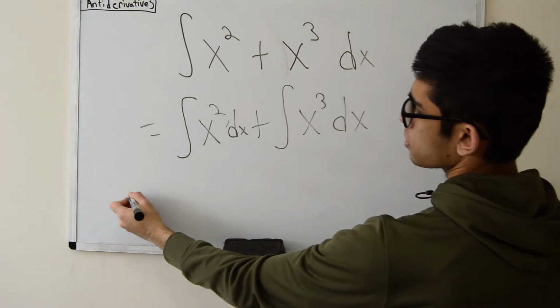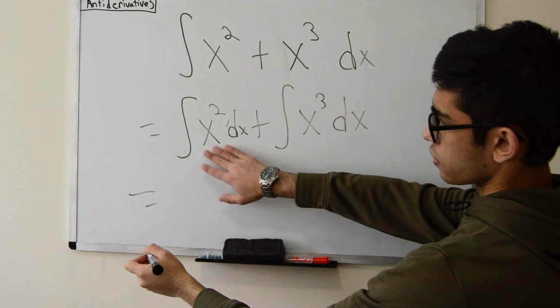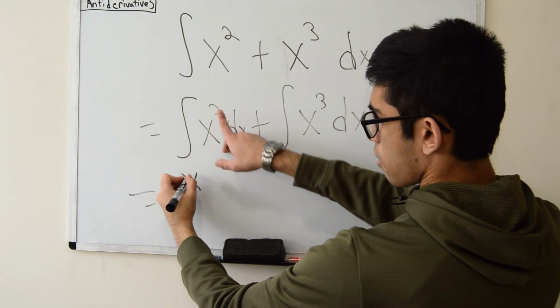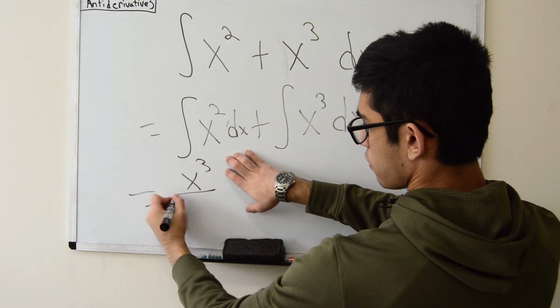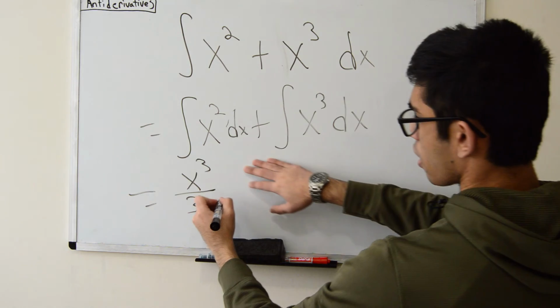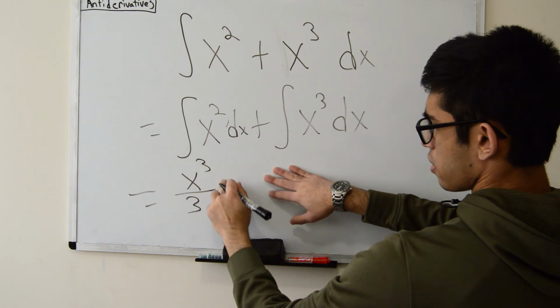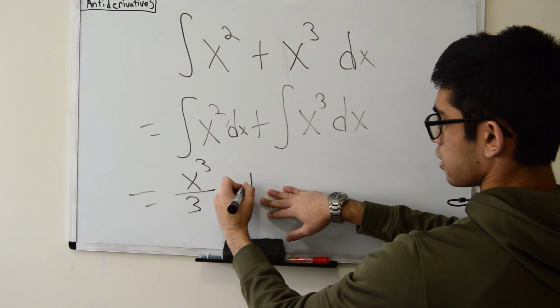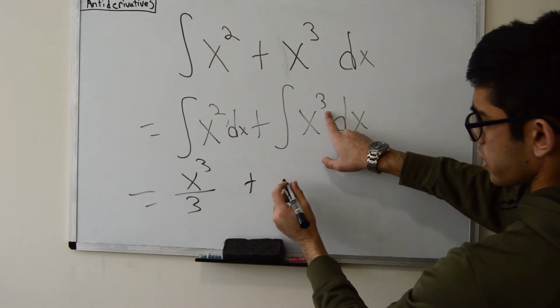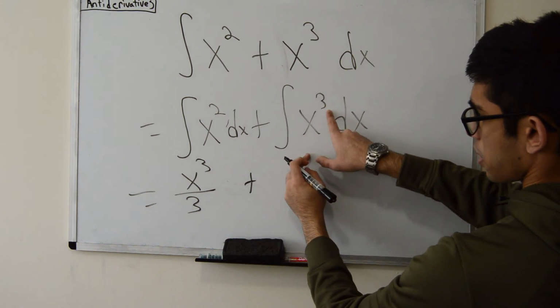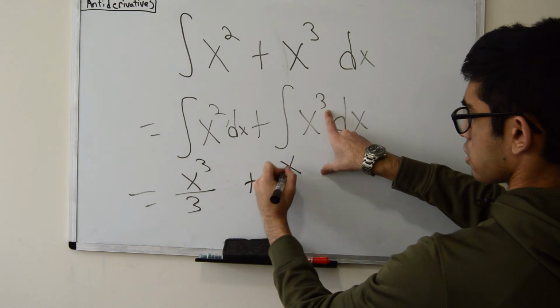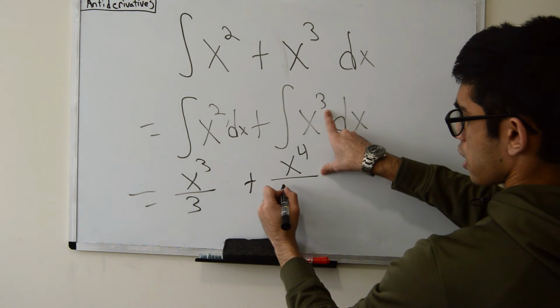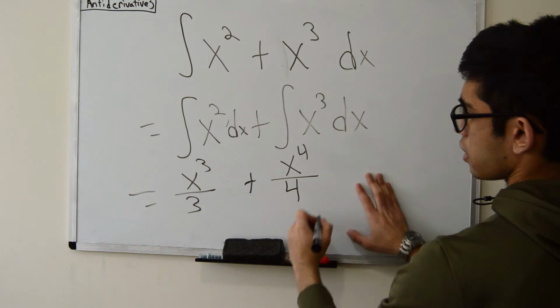So let's go ahead and do that. What's the integral of x squared? Well, I add 1 to the power, so 2 plus 1 is 3, divide by 3, and I'll leave the plus c for now. You'll know why. Now let's take the integral of x to the power of 3. You add 1 to the power, so 4, and then divide by that.